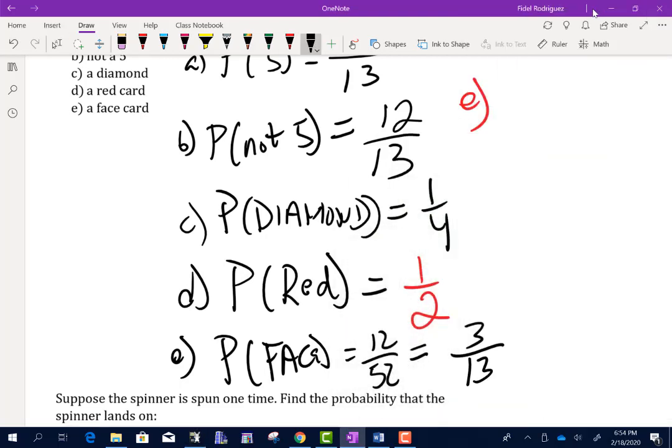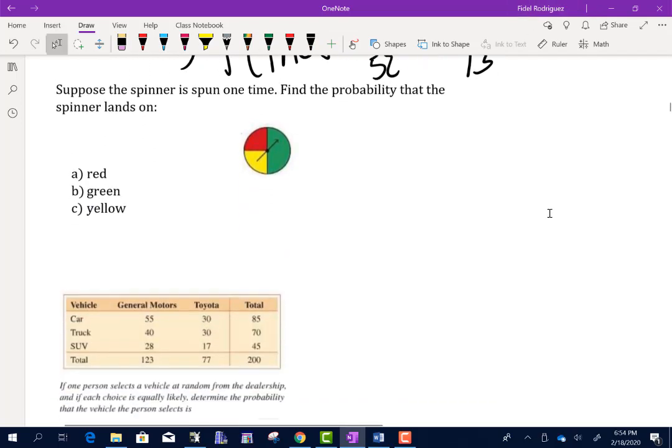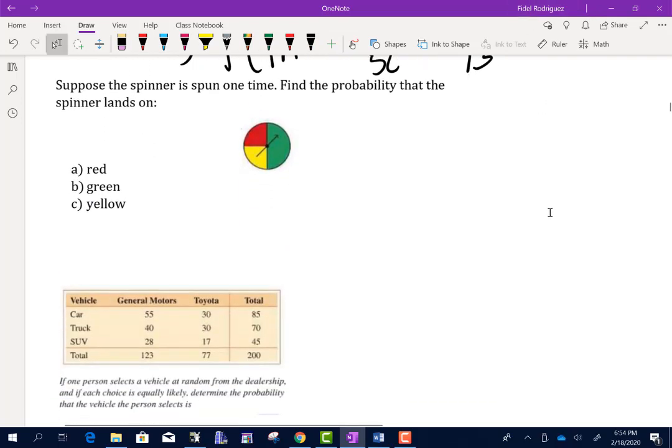Okay. All righty. Let's take a look at the next one here. Okay, so it says, suppose the spinner is spun 1 time. Find the probability that we land on red, green, or yellow. So guys, I want you to think about this circle that we have here and notice that the circle is cut up into 3 pieces, but they're not exactly the same. So what we can do is we can say, look, let's draw this line here. Let's draw this line here. Now the circle is cut up into 4 pieces, right? So now we have a total of 4.